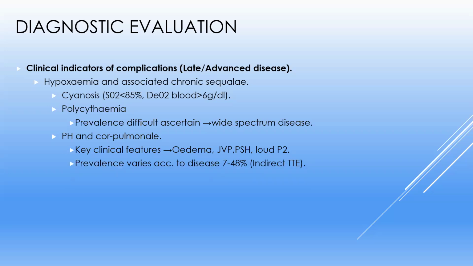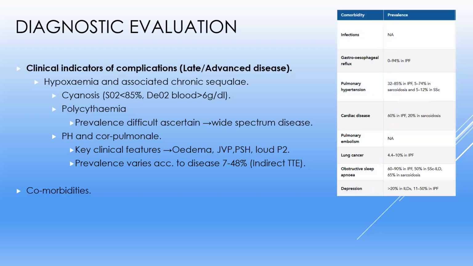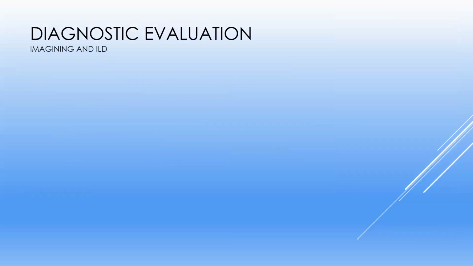The prevalence generally varies. Small studies describe how prevalent it is. It appears to be between 7 and 48%, but this was picked up on indirect screening with a transthoracic echo. Another important thing, especially in our elderly patients, or patients above 60, which are not that elderly anymore, we must always look at associated comorbidities. Comorbidities are quite common in IPF. It's important to look for GORD, which we'll touch on, PH, associated cardiac disease, obstructive sleep apnea, and there is quite a strong prevalence of depression in these patients.